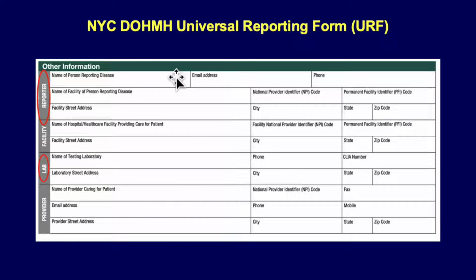The next section of the universal reporting form includes information about who's reporting the case. Importantly, the name of the person reporting the disease is not necessarily the diagnosing provider. It could be, instead, for example, an administrator at the hospital or healthcare facility. There's a place for their name and contact information, as well as that of the healthcare provider.